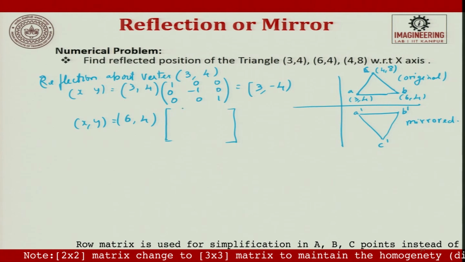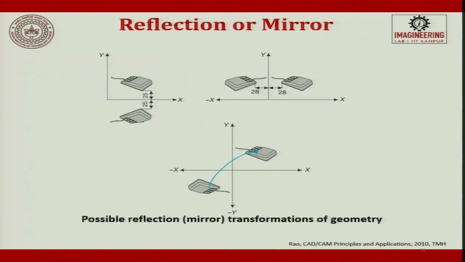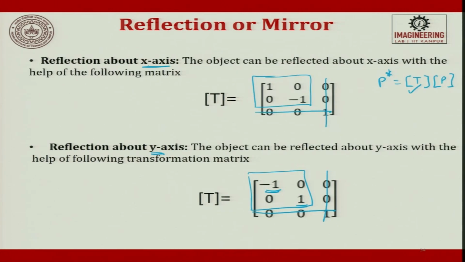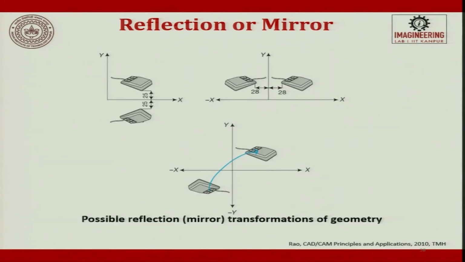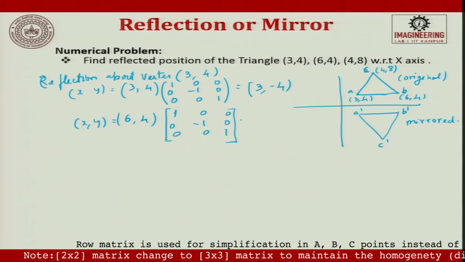I do the matrix which is 1, 0, 0, 0, minus 1, 0, 0, 0, 1. So, why is this minus 1 coming? So, what am I trying to do? I am trying to do this transformation about x. So, this is about x. So, I get the same. So, the answer will be 6, minus 4.